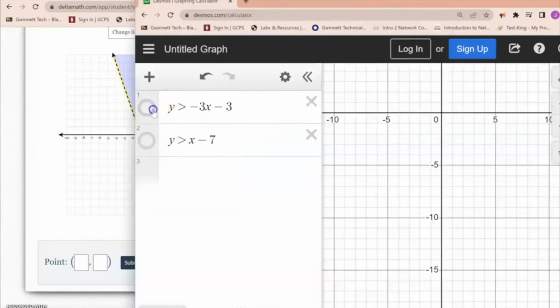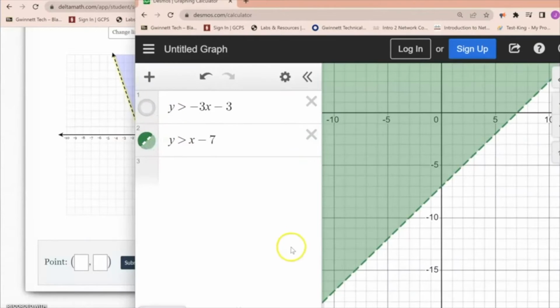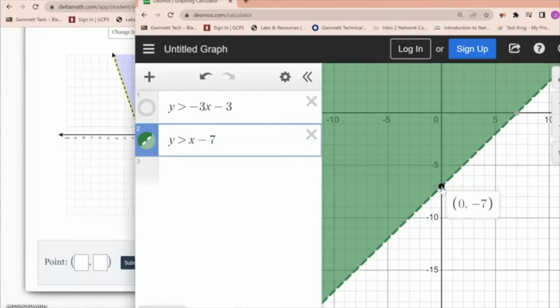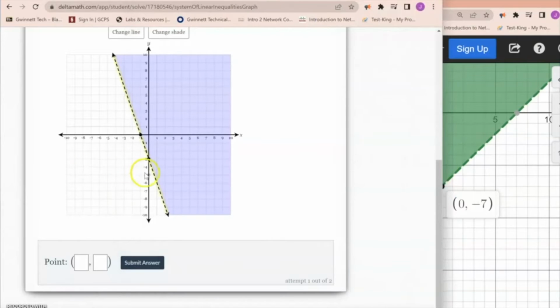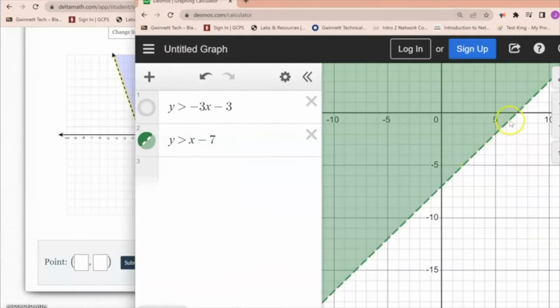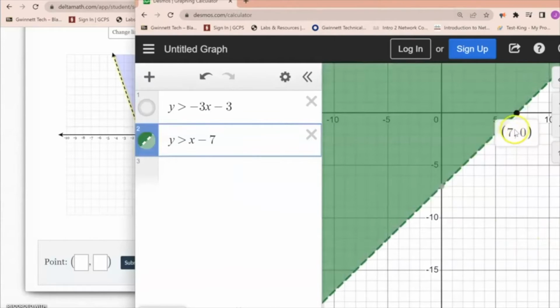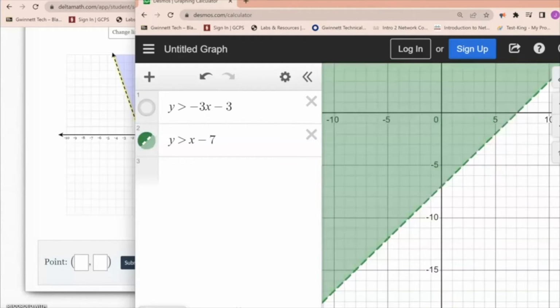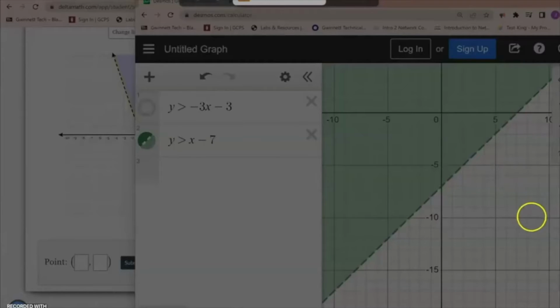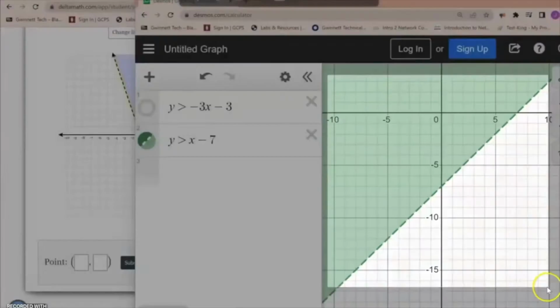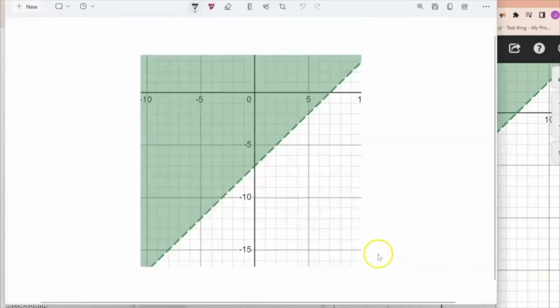I'm going to come back here, hide the first one, and go to the second one. For the second line, we're going to go with the y-intercept, which is 0, -7. So we're going to graph that, 0, -7. Then this is a nice number, so it's 7, 0. But those of you who do not get a nice number, you do need to find a corner. All right, so I'm going to show you how to do corners one more time.